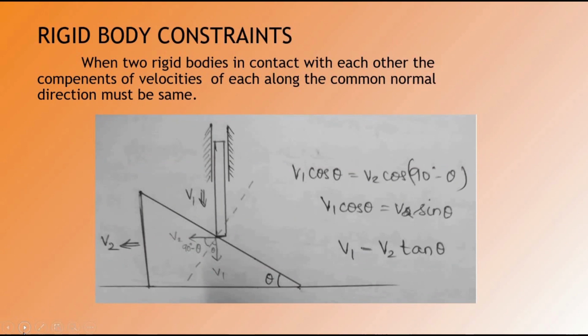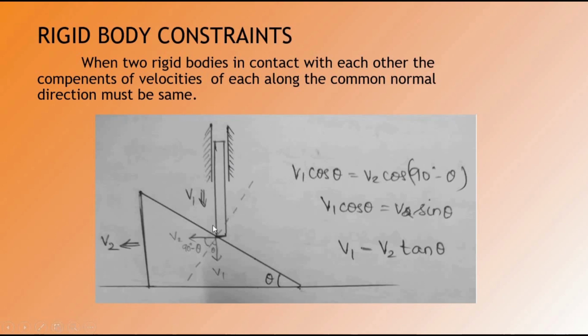Next we move on to rigid body constraints. The similar way of finding out velocities and accelerations by using few other formulae and simple analysis of forces using its components. Now when two rigid bodies are in contact with each other, the components of velocities of each along the common normal direction must be the same. This can be a very important tip for you to solve a lot of questions. So along this common normal direction, the velocities of the rigid bodies in contact should be the same.